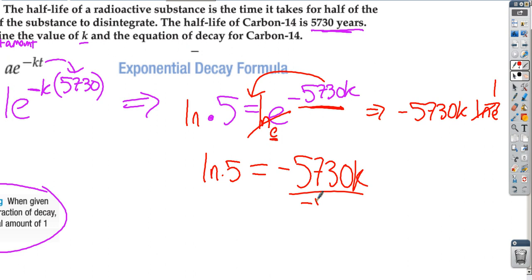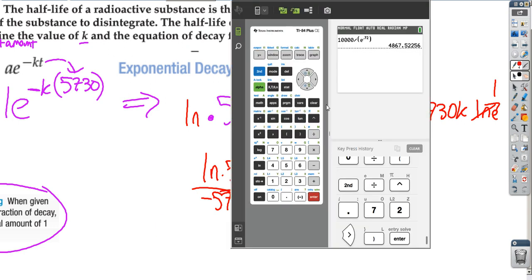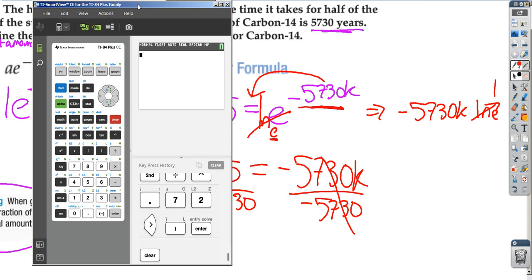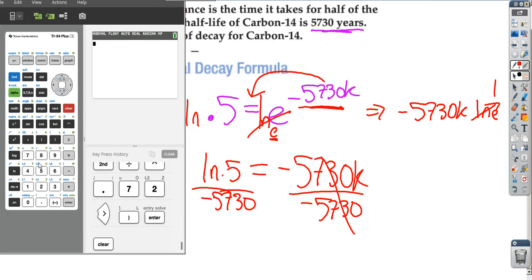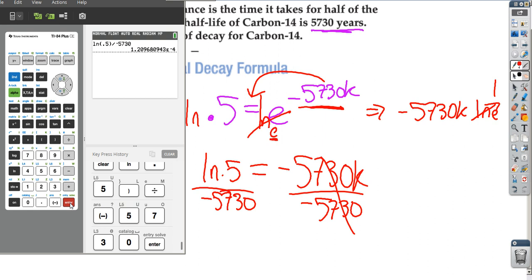Alright, we want to solve for k, so let's divide both sides by negative 5730, and that will give us the k. And you'll probably notice that's going to be a negative number, which makes sense because we're talking about decay right here. And when we're talking about decay, things are supposed to be negative because things are decreasing. So the natural log of 0.5, divided by negative 5730, is equal to this really small number.